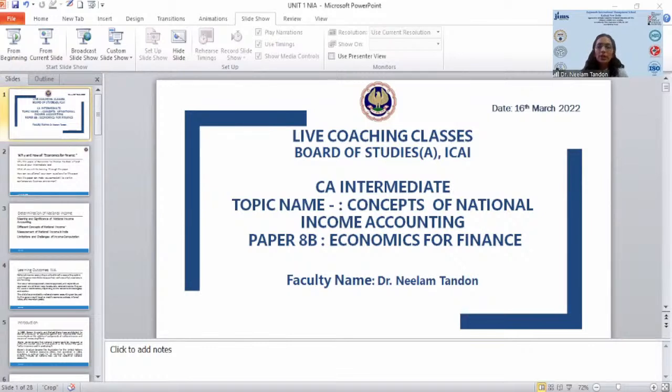Number two, I've already shared, it has three components of measuring national income accounting. One is through the value added method. Value added basically means from the farm to the final consumer. What is the value added?